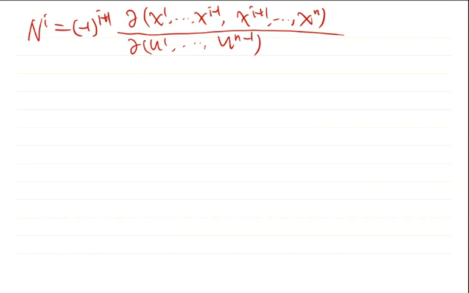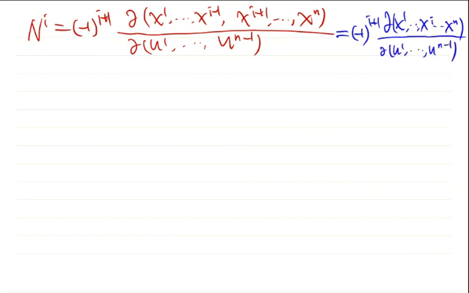But we use a useful notation to simplify this result. This can also be written as minus 1 to the i plus 1 times the Jacobian determinant of x1, xi, xn, with respect to u1, un minus 1. But the xi is actually missing. Okay, in our result we do not have xi.